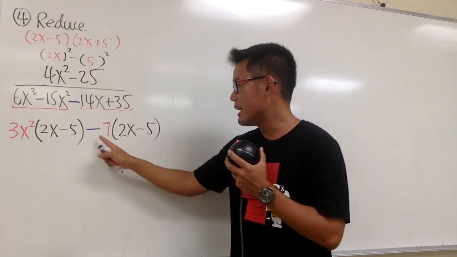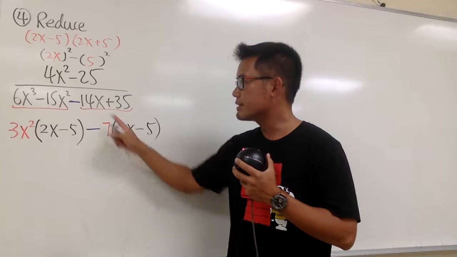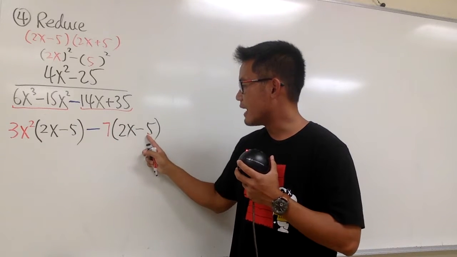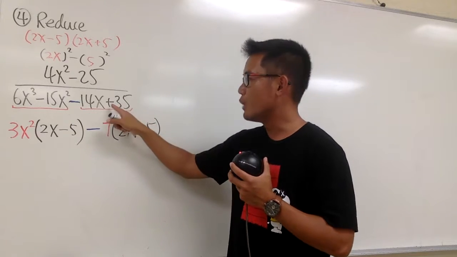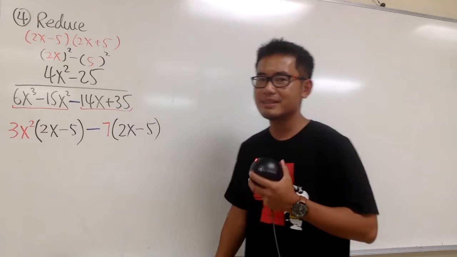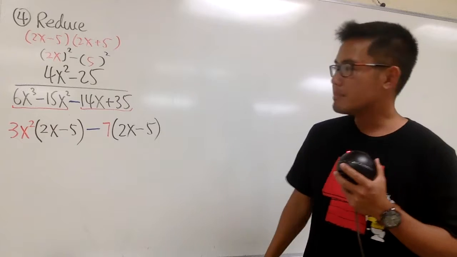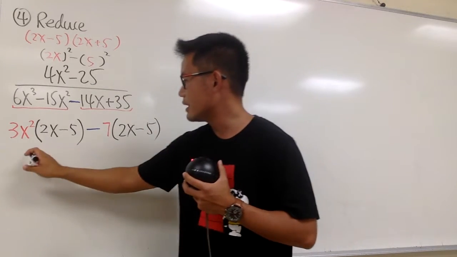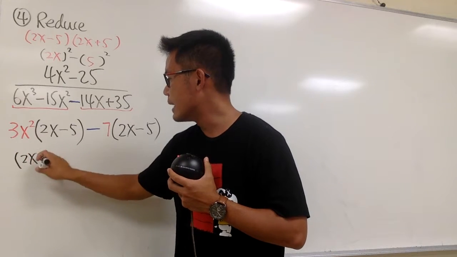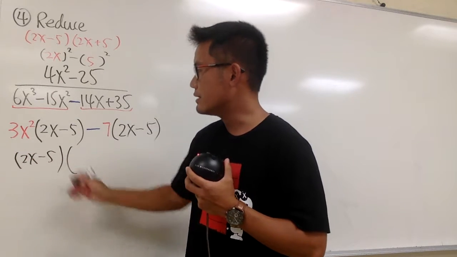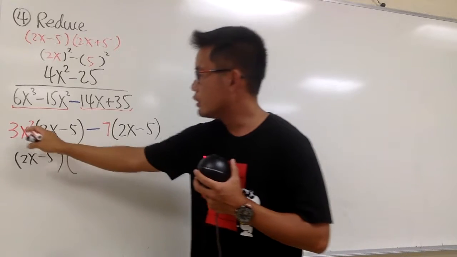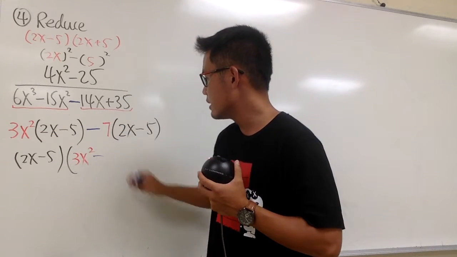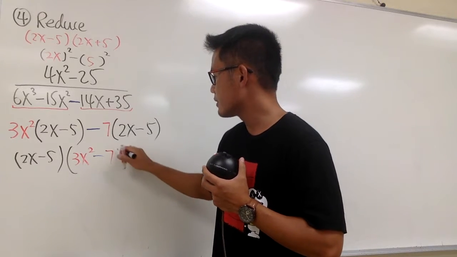Real quick, distribute it back. Negative 7 times 2x, we have the negative 14x. Negative 7 times negative 5, like this. We will have the positive 35 back. All right? Not done yet because this and that, they are the same. We can factor it out, so let's put that in the front. 2x minus 5, and then the second parentheses, it will be the leftover, which is the 3x squared, and we have this minus, and then we have this 7.